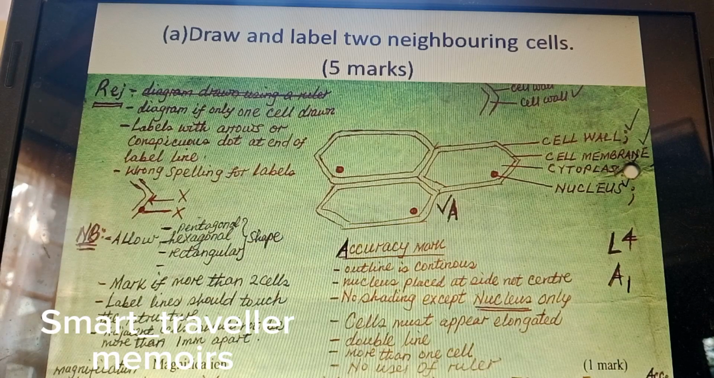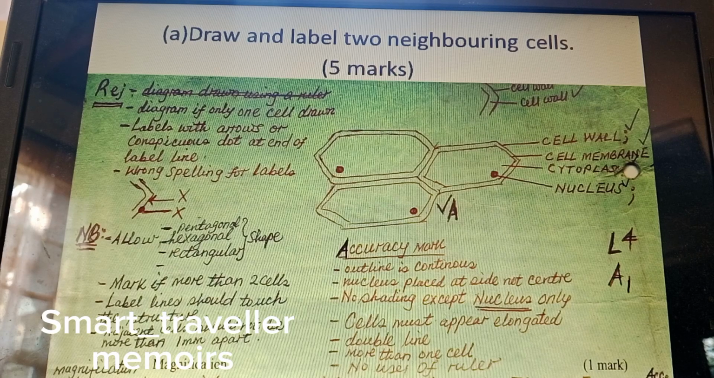Then there is a place where you are being told to allow pentagonal, hexagonal, rectangular shape. I think you see these things as we go to the other questions. And then mark if more than 2 cells, okay? Label lines should touch the structure. Adjacent cells should not be more than 1 millimeter apart, okay?